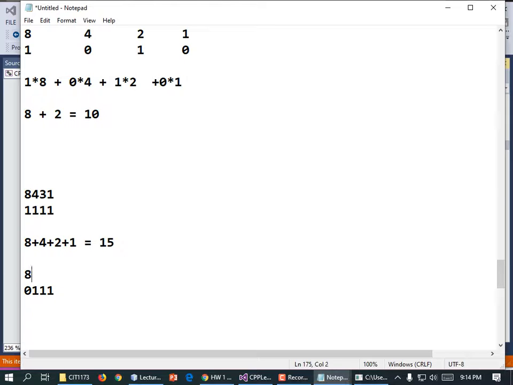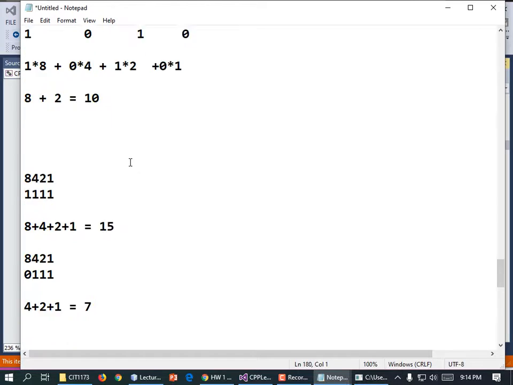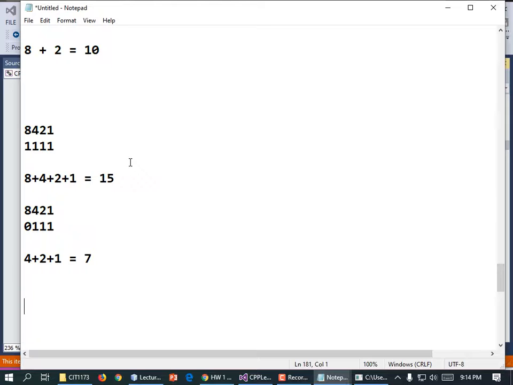Well, 8, 4, 2, 1. Do we have any 8s? No 8s. So that's just a 4 plus a 2 plus a 1. Pardon? Oh, you're right, I put a 3 on the top one. Okay, yeah, that's cute. There we go. All right. So, we can calculate the value of any 4-bit number pretty easily.